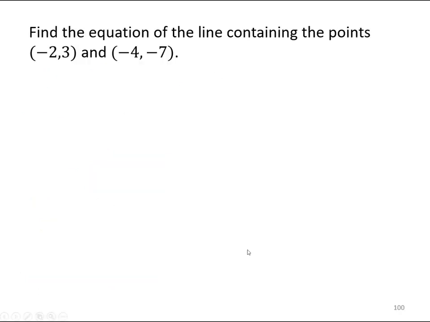The next example, we want to find the equation of the line containing the points (-2, 3) and (-4, -7). Now this question is different because we're not given the slope. So the very first thing we want to do is label our points. I'm going to label these as (x1, y1) and (x2, y2), and use our slope formula to find the slope between the 2 points. The slope formula is m equals y2 minus y1 over x2 minus x1.